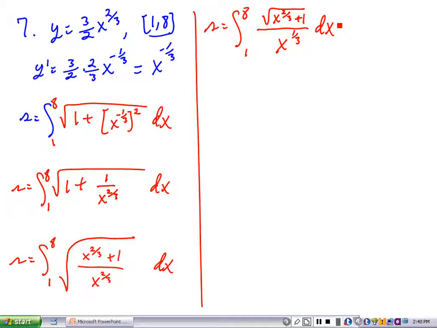Okay, so now let's see what we have. Let u equal the inside of the radical, x to the 2/3 plus 1. So du is 2/3 times x to the 2/3 minus 1. 2/3 minus 1, that's 2/3 minus 3 over 3, or negative 1/3, dx. That's a 3 up there.